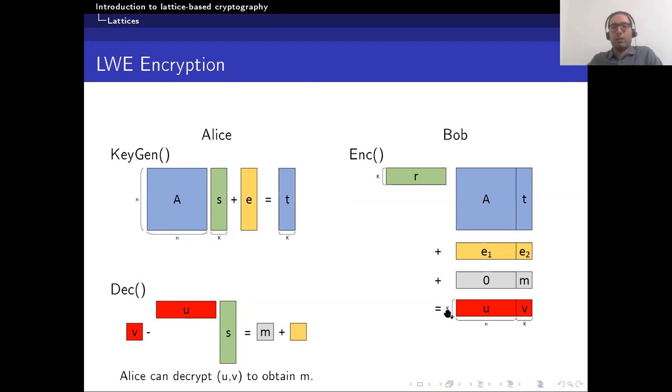And also the size of the ciphertext is k times n plus k. So with a large value of n, the size of the key here in the lattice space is actually too large.